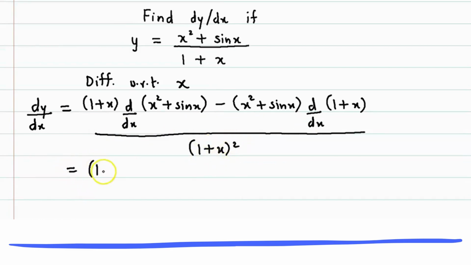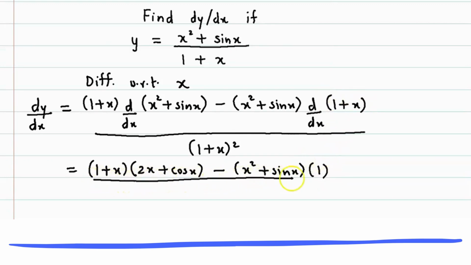Further, we have (1 plus x) into, now derivative of these two terms, derivative of x square is 2x and derivative of sin x is cos x. So we have (2x plus cos x) minus, now this bracket remains the same, that is (x square plus sin x) into, now derivative of 1 is 0 and derivative of x is 1, divided by (1 plus x) the whole square.